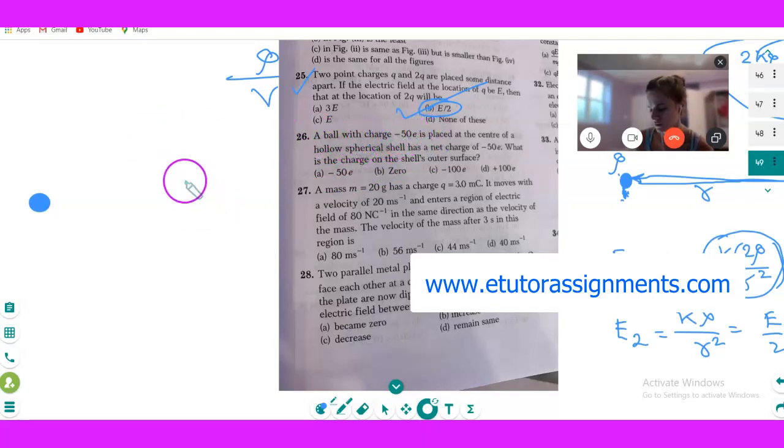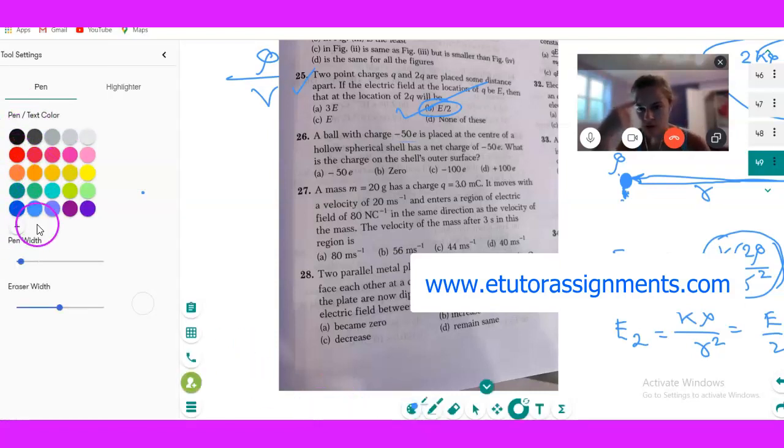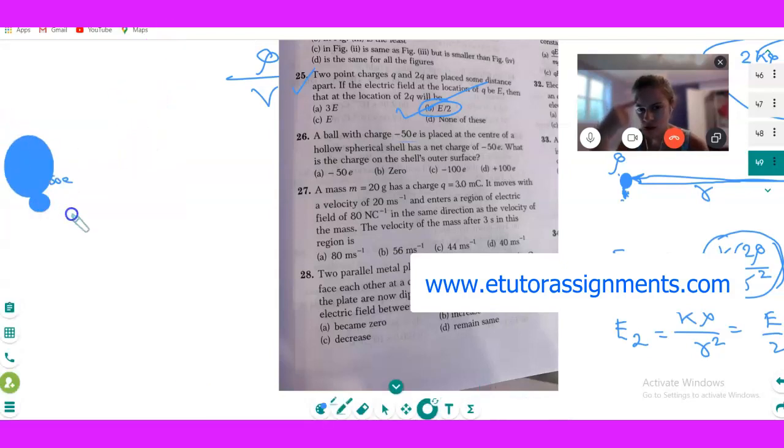See, a ball with charge negative 50e is here. There's also a sphere around it, and it has a charge of minus 50e also. And they're asking for the charge on the shell's outer surface.